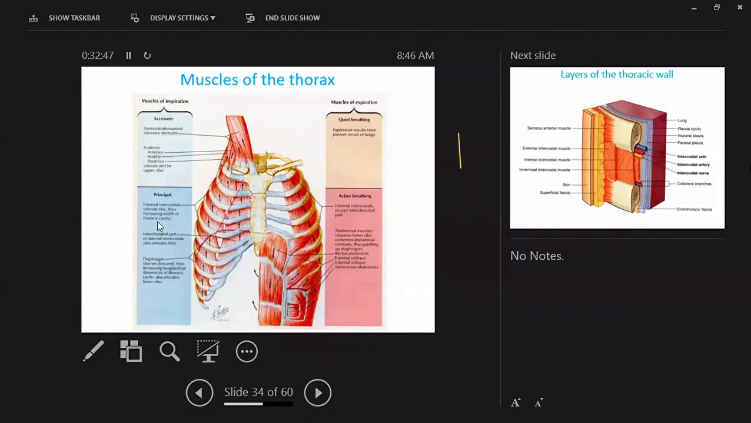It shows the muscles of the thorax in inspiration and in expiration. So you get muscles in quiet breathing and muscles which are involved in active breathing. We will be learning these throughout, like when you go to third year, next year, clinical year, I will come and teach you this again properly.